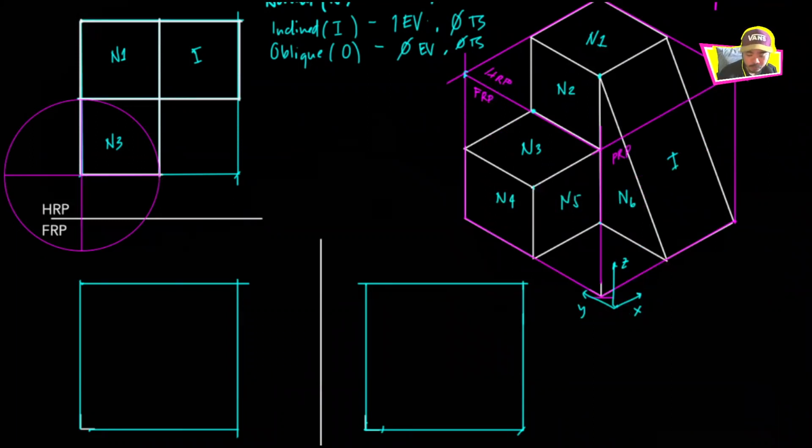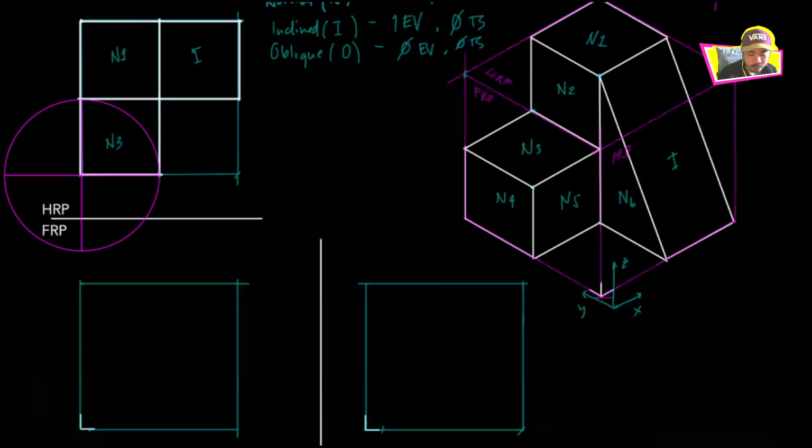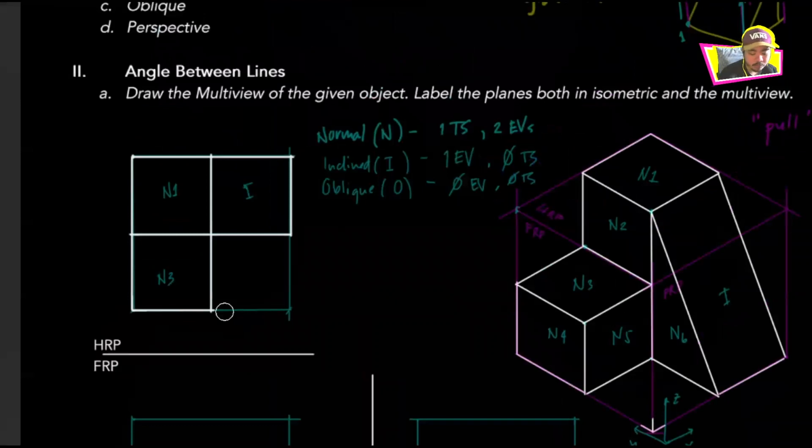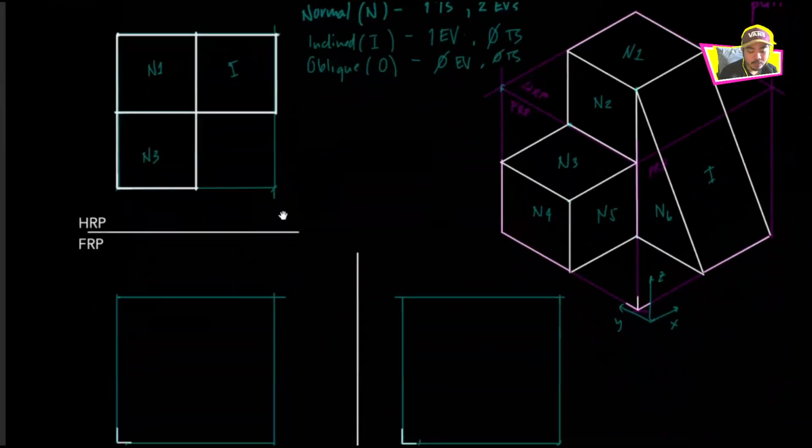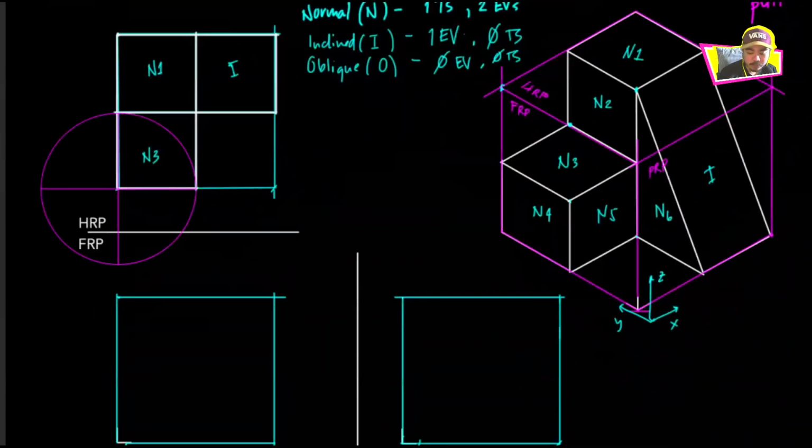Let me dim out my construction lines. Dapat yung magiging final answer niya should look something like this, no? Parang ganyan. Ay, mali. Okay? Where we can identify all of the planes, no? Right? So that's the first na ano natin, HRP view. Now let's try the ano naman, FRP view.